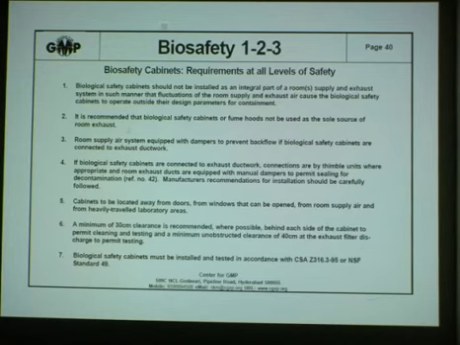Manufacturer's recommendation for installation should be carefully followed. Cabinets to be located away from doors, from windows that can be opened, from room supply air, and from heavily traveled laboratory areas. A minimum of 30 centimeter, approximately 1 foot clearance is recommended where possible behind each side of the cabinet to permit cleaning and testing, and a minimum unobstructed clearance of 40 centimeters at the exhaust filter discharge to permit testing. Biological safety cabinets must be installed and tested in accordance with NSF standard 49.